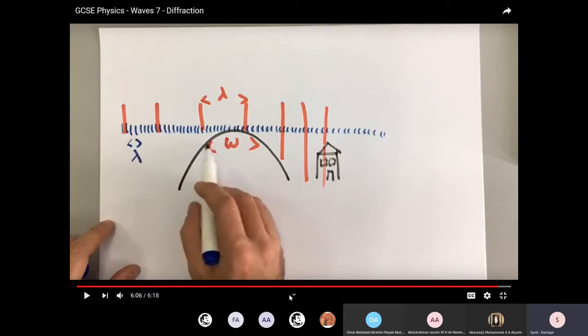Right, guys, so if you now have a look at your diffraction classwork on your assignments.